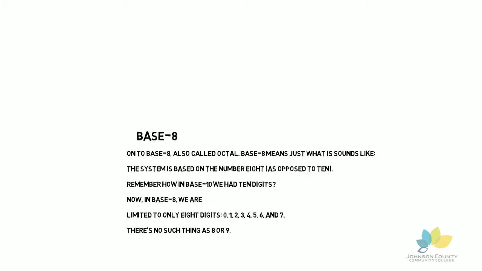On to base 8, also called octal. Base 8 means just what it sounds like. The system is based on the number 8 as opposed to the number 10. Remember how in base 10 we had 10 digits? Now in base 8 we're limited to only 8 digits. There is no such thing as 8 or 9. We count the same way we normally would, except with only 8 digits. This chart should help you visualize that.